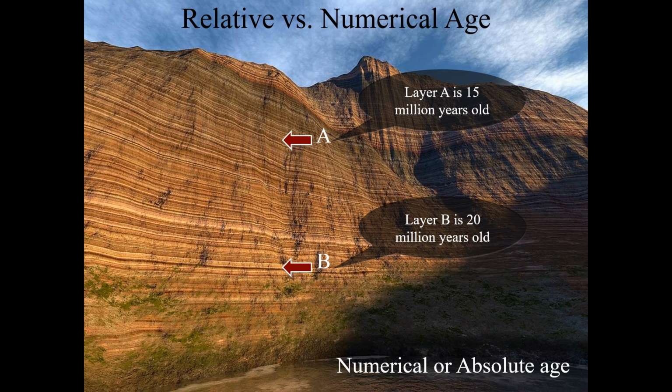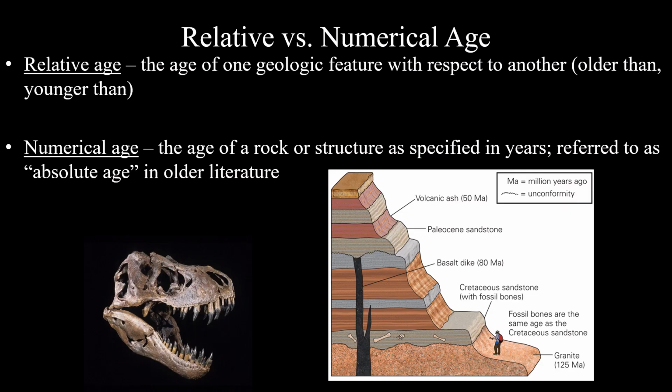And so not only do I know that layer A is relatively younger than layer B, but I know that it's 5 million years younger. So this is a lot more information. This was always the holy grail, but it wasn't until the technological advances of the mid 20th century that we got the instruments that allowed us to actually get to the point where we could talk about this. And we'll talk about this in the second half of the lecture.